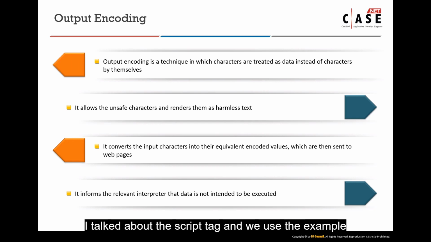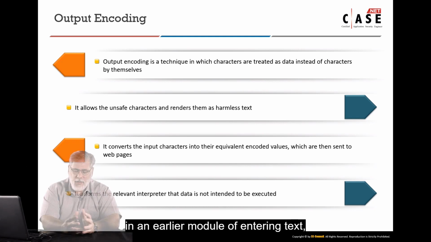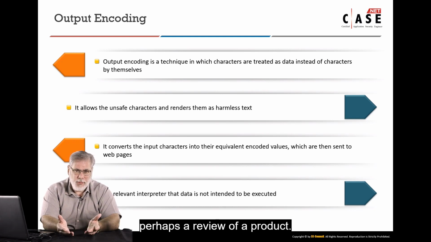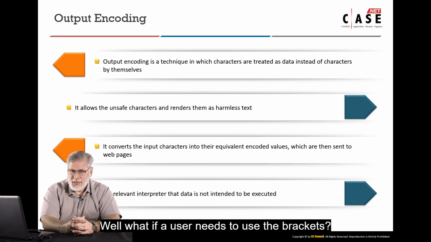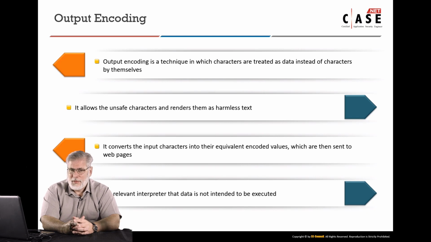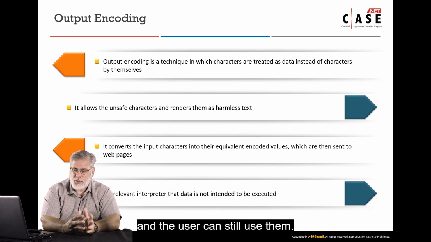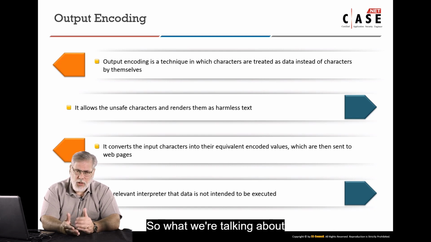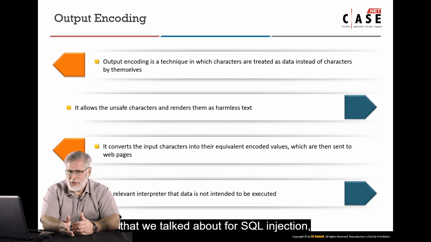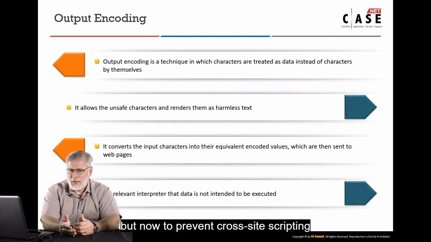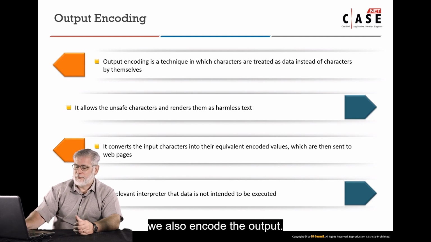I talked about the script tag, and we used the example in an earlier module of entering text, perhaps a review of a product. Well, what if a user needs to use the brackets? Using output encoding, we can safely encode the brackets so that they're not a script tag and the user can still use them. So what we're talking about is still use the input validation that we talked about for SQL injection, but now to prevent cross-site scripting, we also encode the output.